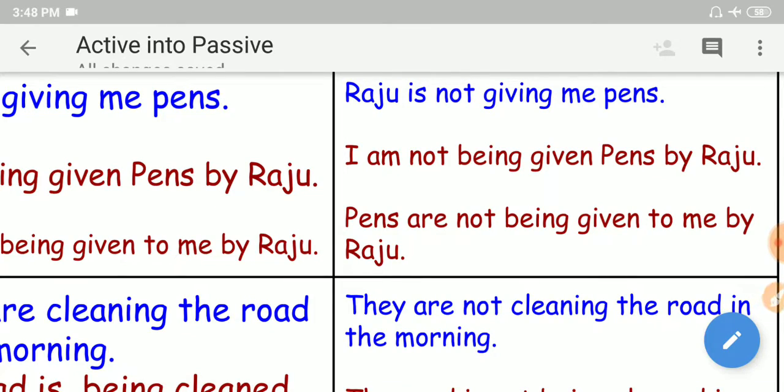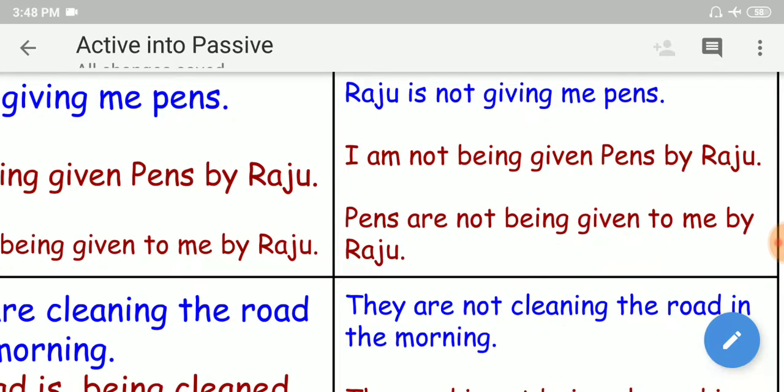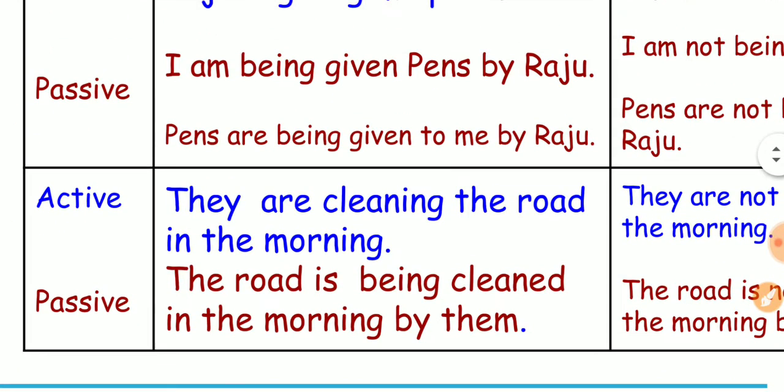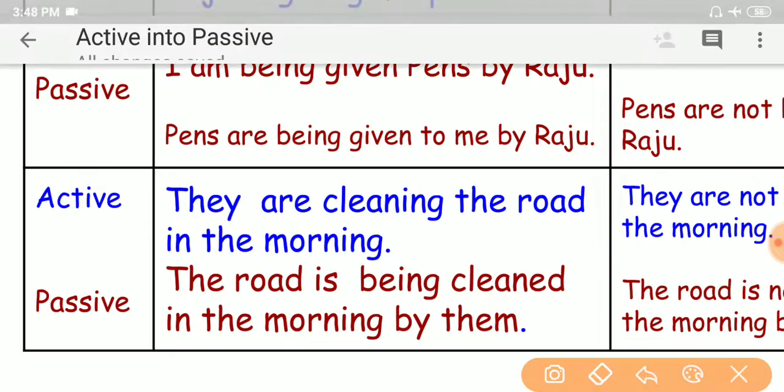Here also same. Raju is not giving me pens. I am not being given pens by Raju. Pens are not being given to me by Raju. So these are the examples of present continuous tense. Again, they are cleaning the road in the morning. The road is being cleaned in the morning.